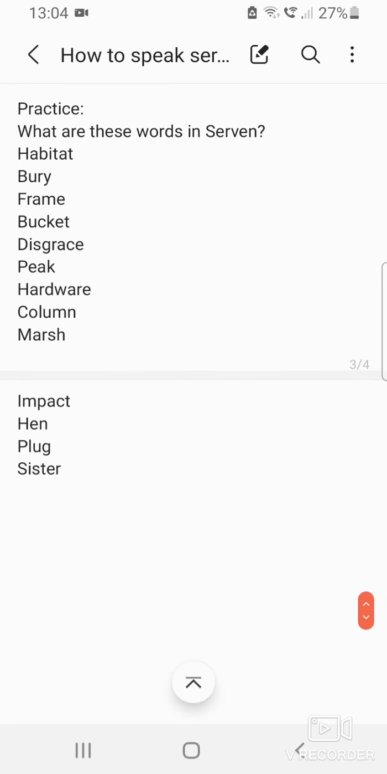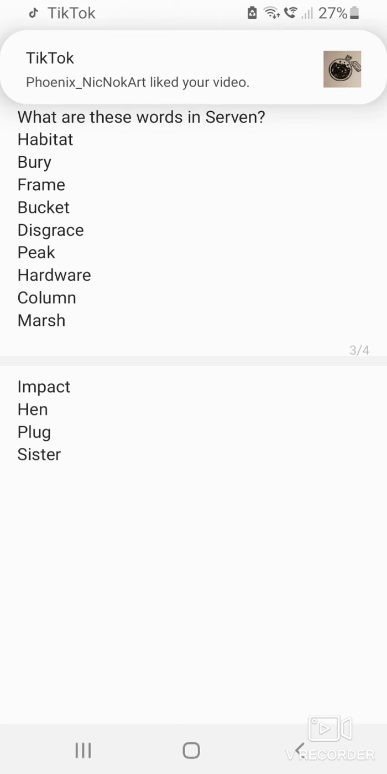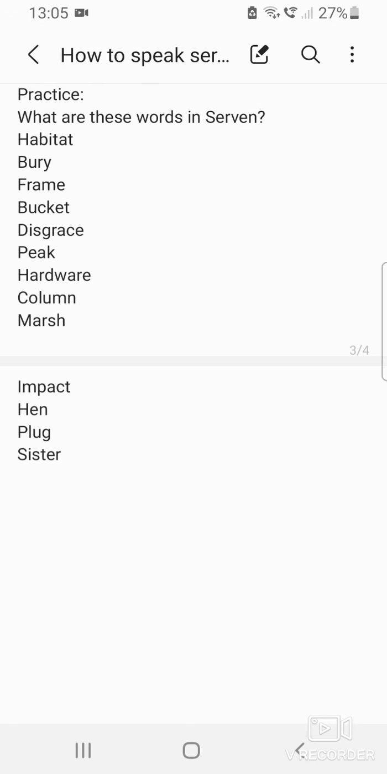Then the last thing, for practice, if you guys want to learn the language, is to practice these words, so write them down and pronounce them in Serven: habitat, berry, frame, bucket, disgrace, peak, hardware, column, marsh, impact, hen, plug, and sister. You can comment that in the comment section down below, or you can just leave it.